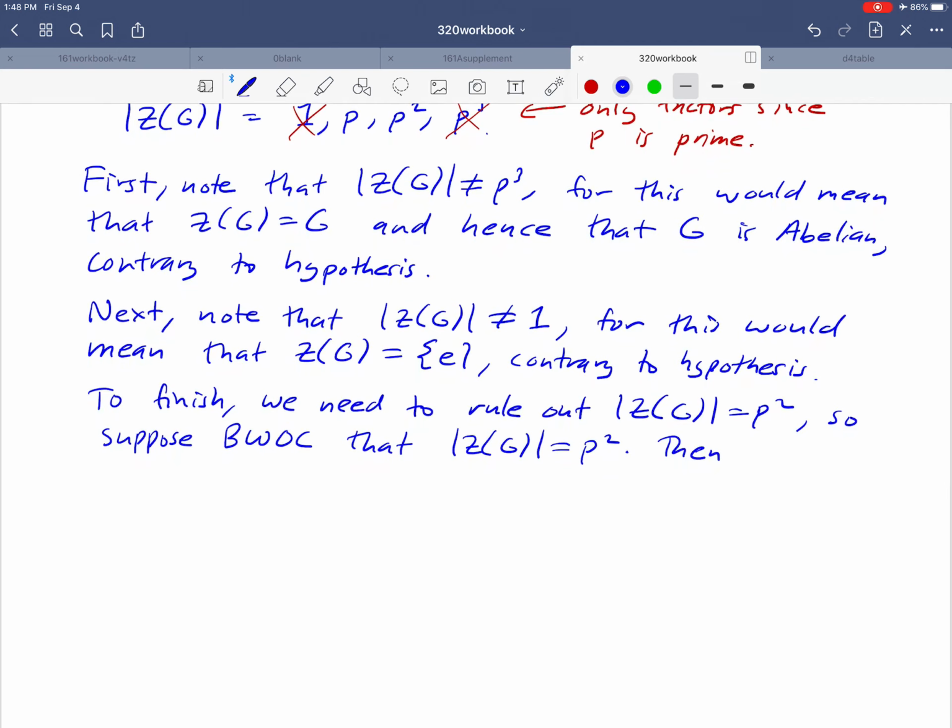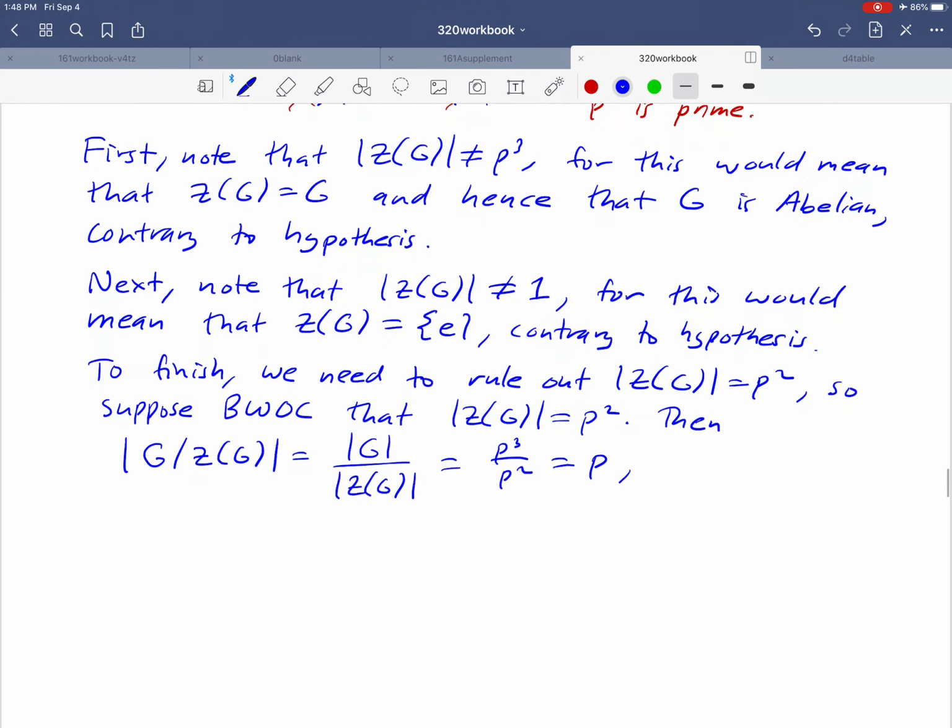If that were the case, then the order of the factor group, G mod Z of G, is going to have to equal the number of things in the group over the number of things in the subgroup. That's the way that we count cosets. How many things are in G and how many things are in Z of G? We get p cubed over p squared by our assumption. That's going to give us p, and p is prime. But what does that mean?